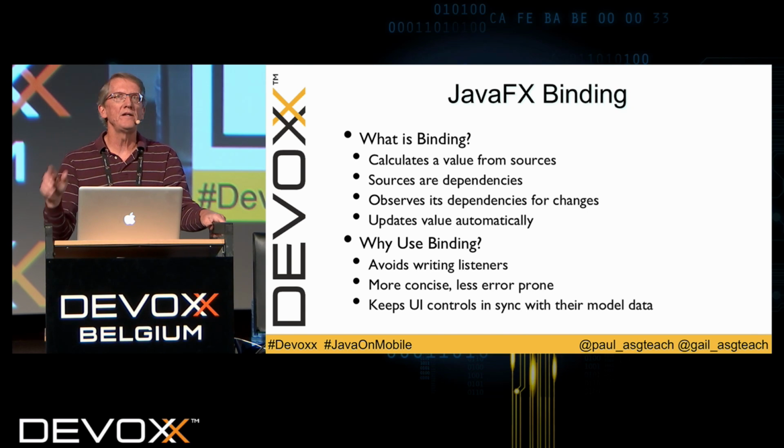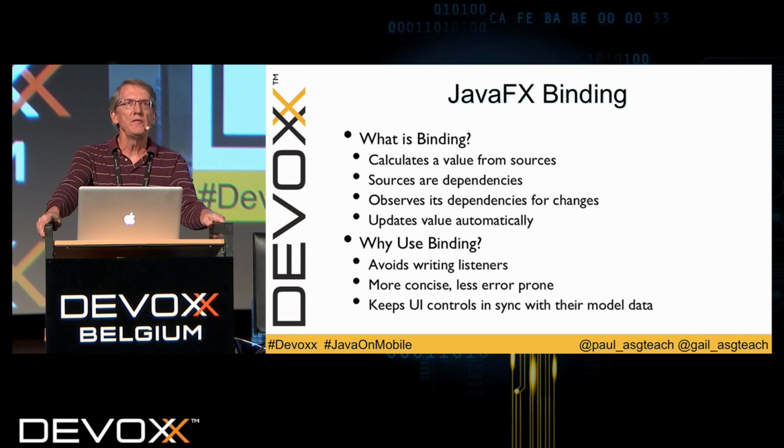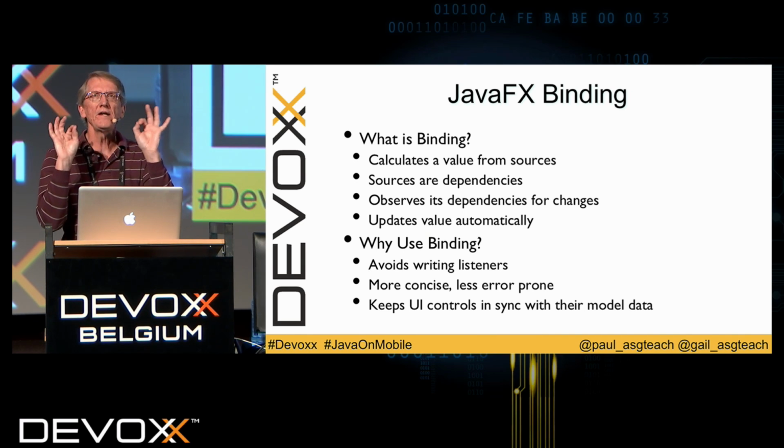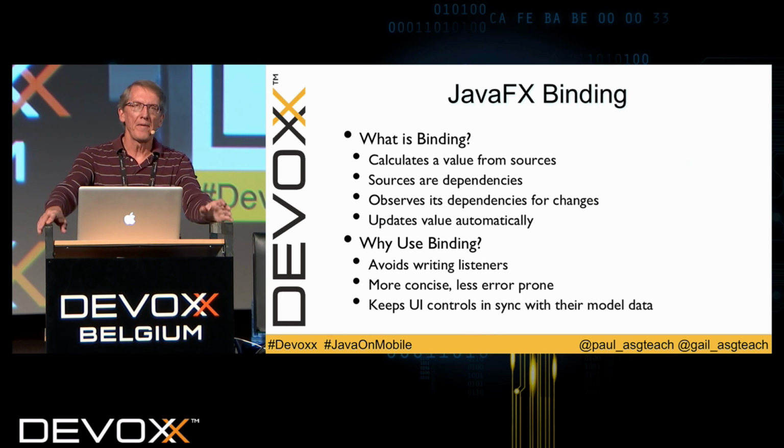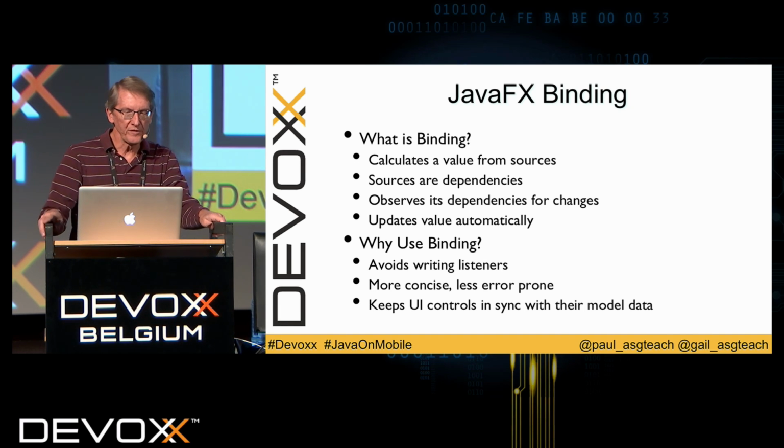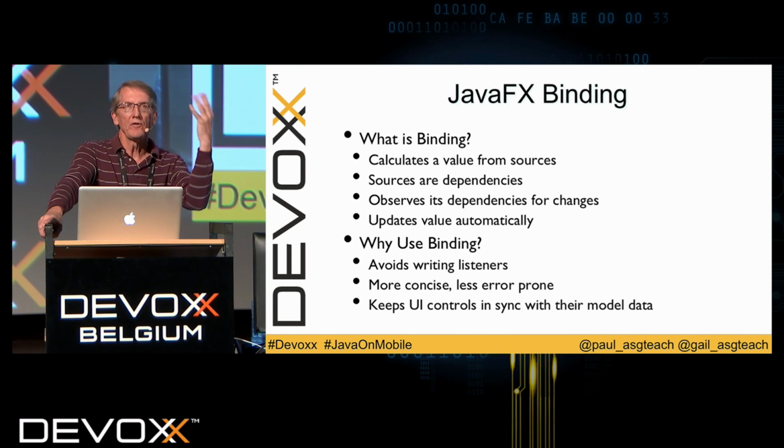And bindings let properties participate in dependencies with other property values as well. Now, the reason why binding is so powerful in JavaFX is because it keeps you from writing listeners, and some of the listeners that we just showed you. Binding is a very concise way of setting up dependencies and updating values, and it can keep your application really consistent too. Now, we'll discuss JavaFX controls with GUI designs. We'll see that binding will help you keep your UI controls in sync with your model data.